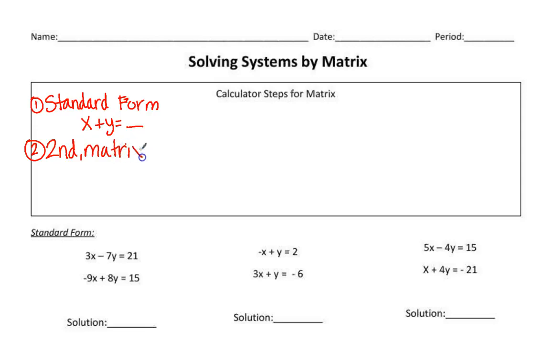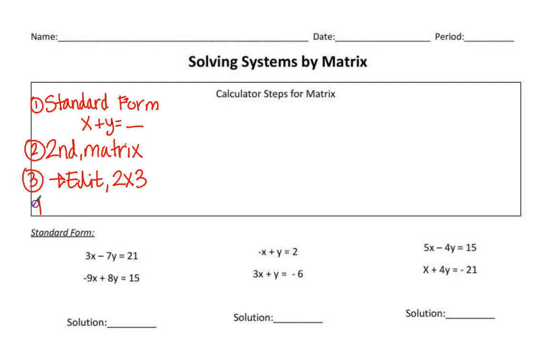So then the second thing we do is we go to second matrix. And you're going to go, I have no idea what that is. We'll talk about it in a second, and I'll show you where all those buttons are. We go to second matrix. Then we go right to where it says edit. And we're going to enter in a 2 by 3.